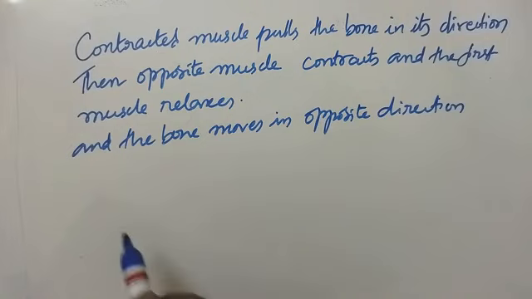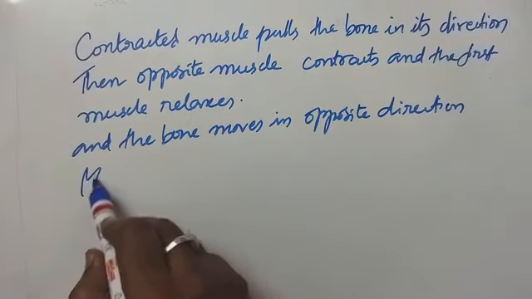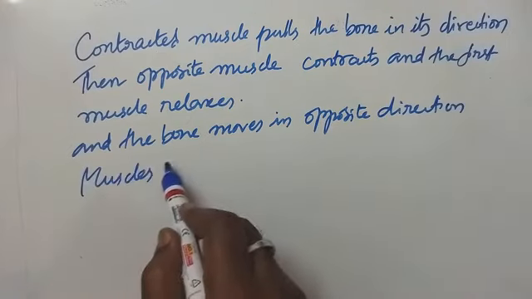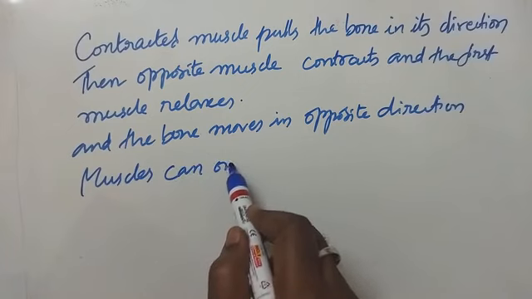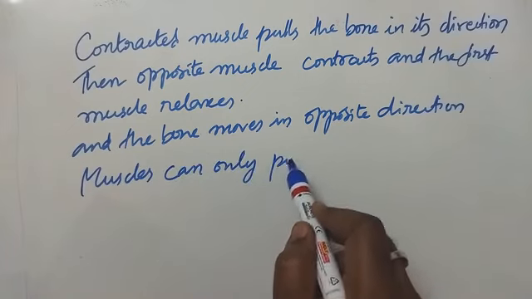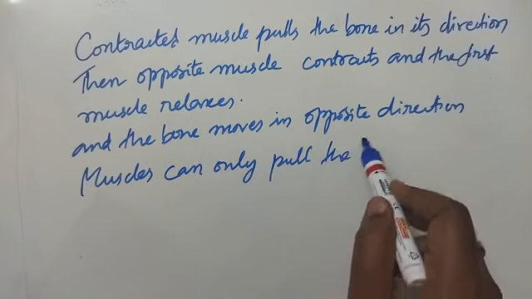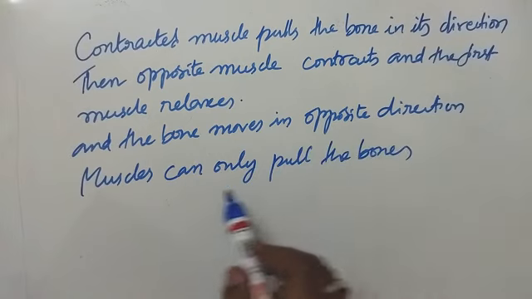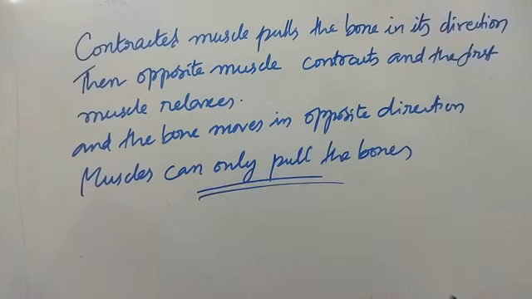Muscles can only pull the bones. They cannot push the bones. So to move a bone, a pair of muscles has to work together.